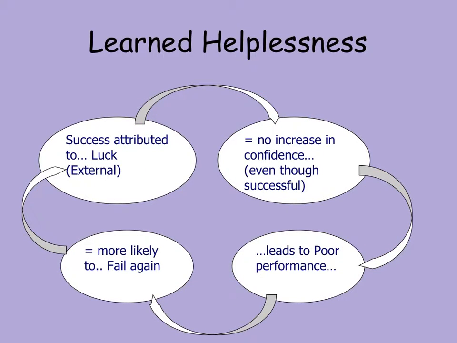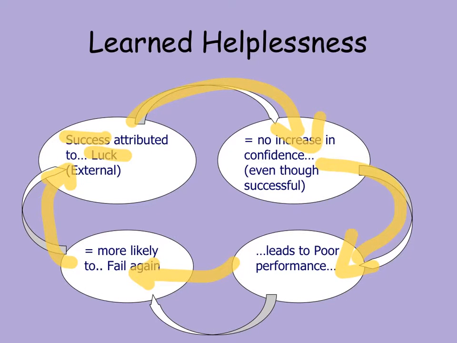The same person, when they succeed, would attribute that success to luck. So they wouldn't see that any success was down to them. So this should be an occasion where we succeed, where we gain confidence, but it's not. So you can see here that we don't increase confidence even though we should because we've been successful. So this again, without the extra confidence, can lead to poor performance, more likely to fail, and more likely to also, next time we succeed, attribute it to luck again. So with these attributions, we're never going to gain any confidence and we're never going to improve.